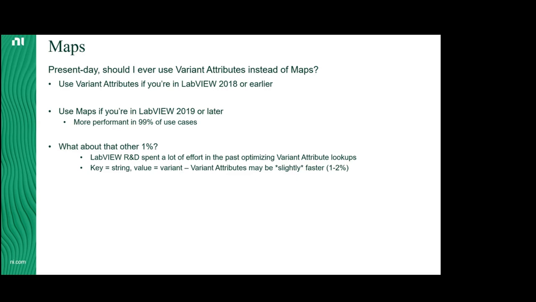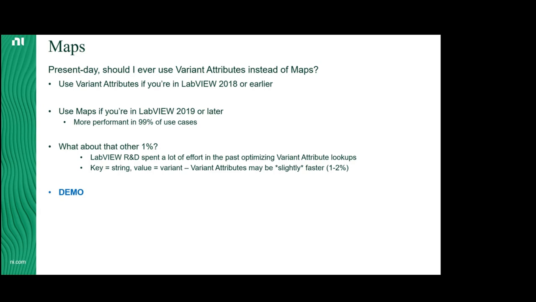But it's only a tiny bit, and it's only for that really specific use case of key equals string and value equals variant. In all other cases, maps appear to be better. There's some technicalities about sizes of maps going back to this variant attribute thing with key is string and value variant. But for all intents and purposes, let's just say maps are always better.